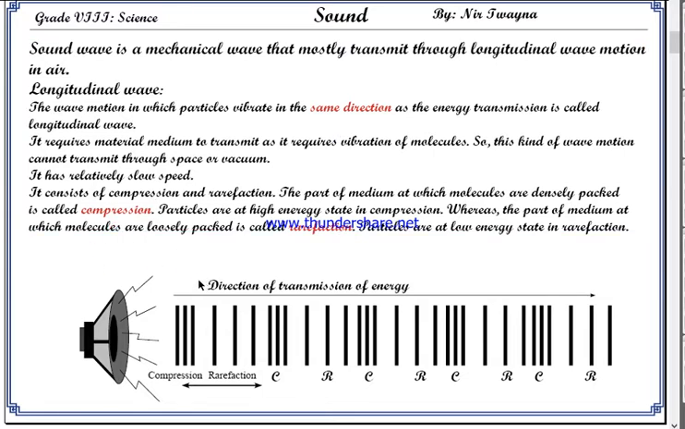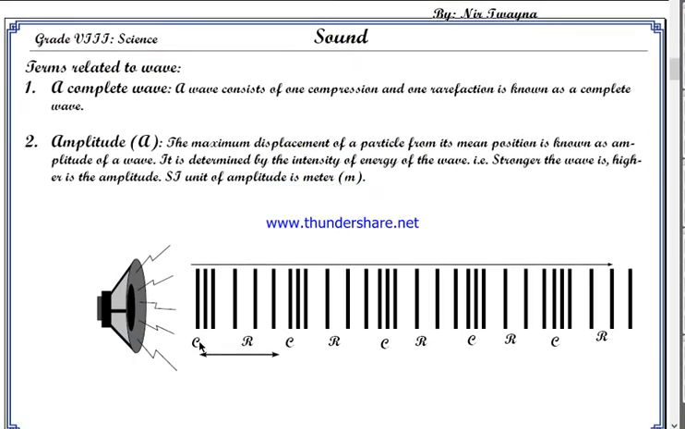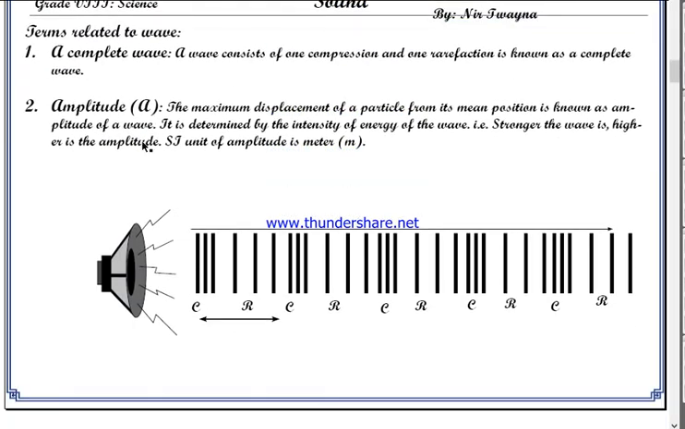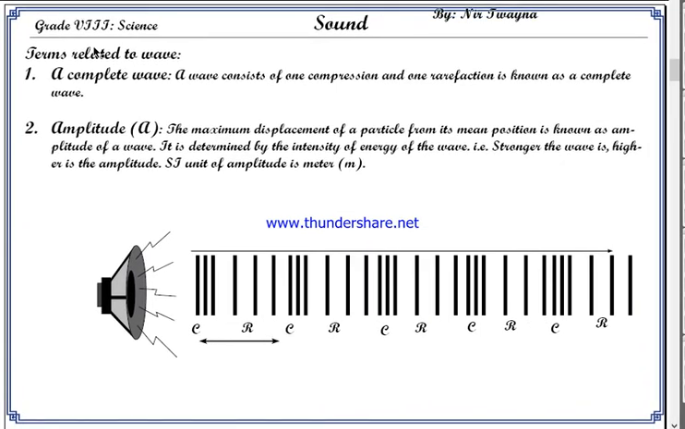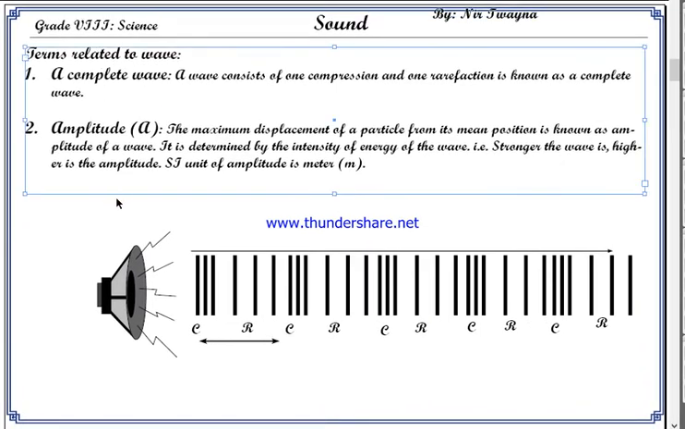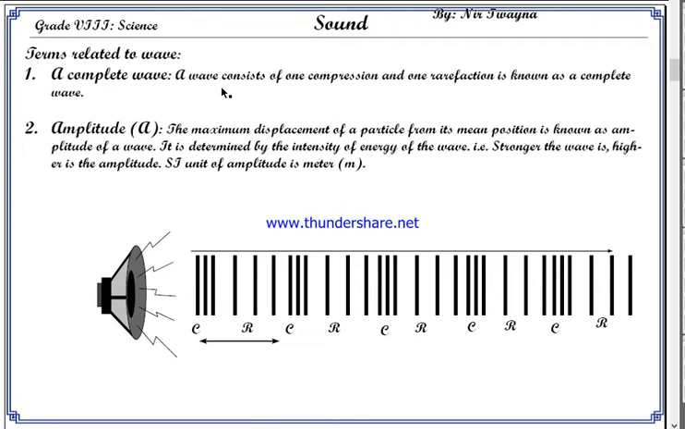And then we also discussed the nature of longitudinal wave. A longitudinal wave contains two parts: compression and rarefaction. Okay, now let us discuss further the first point, being a complete wave. A wave consisting of one compression and one rarefaction is known as one complete wave. See, from here, compression and rarefaction, up to here it forms one complete wave.